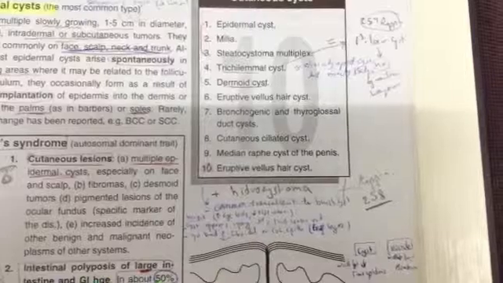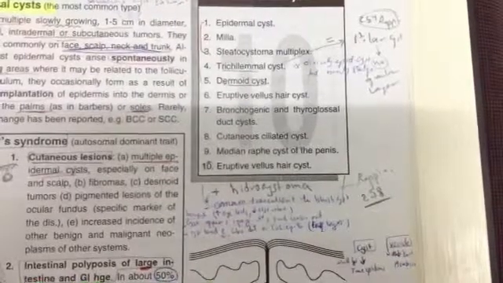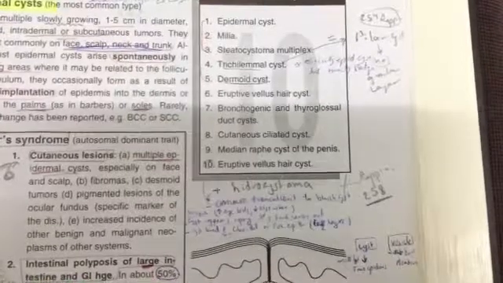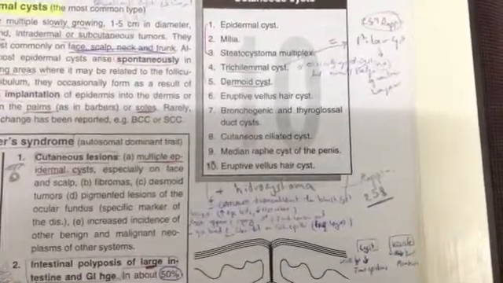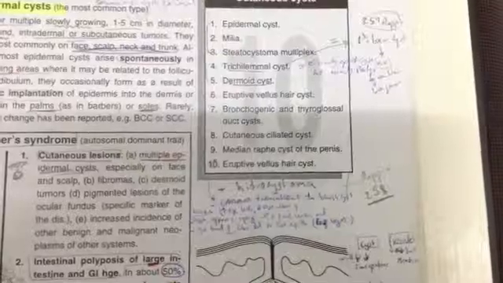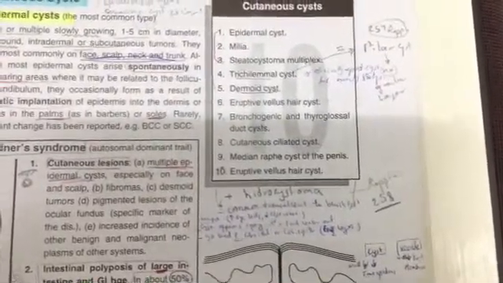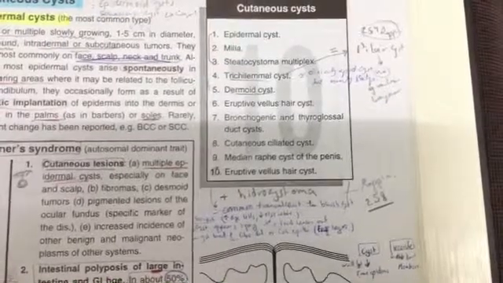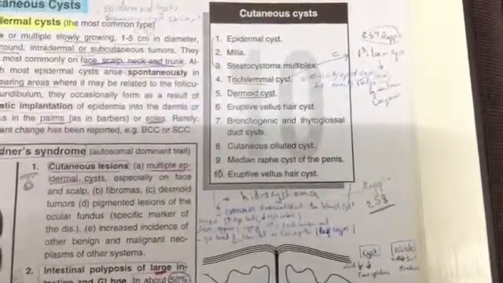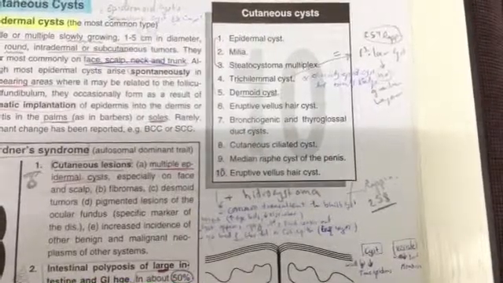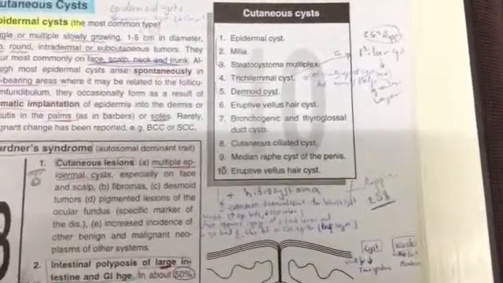Cutaneous cysts include the epidermoid cysts, milia, steatocystoma multiplex, and pilar cyst or tricholemmal cyst, dermoid cyst, eruptive vellus hair cyst, bronchogenic and thyroglossal duct cysts, cutaneous ciliated cyst, median raphe cyst of the penis, and hydrocystoma, apocrine hydrocystoma. The pilar cyst only we will talk about here. It's clinically like epidermoid cyst, but usually on the scalp, and histopathologically it's the same but no granular layer.